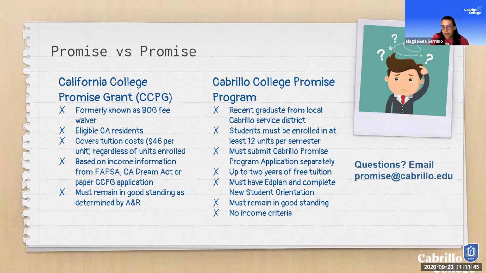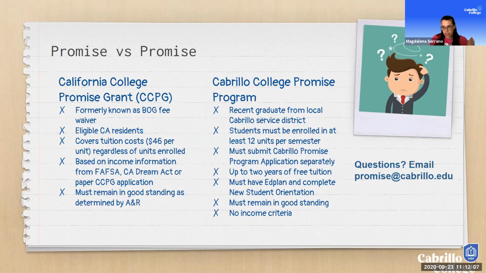That one is only eligible for recent graduates from the local Cabrillo Service District. You do need to be enrolled at least full-time for this program. There is a separate application you have to fill out as well. It's like a Google form. And this one allows you to have up to 2 years.